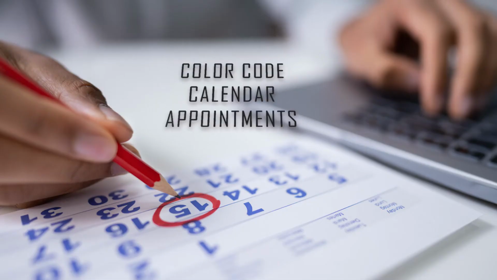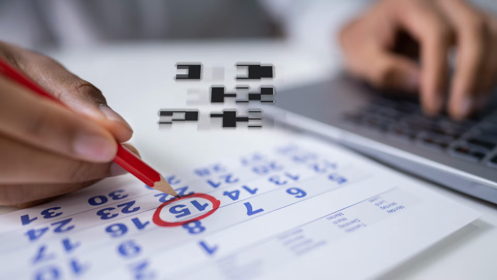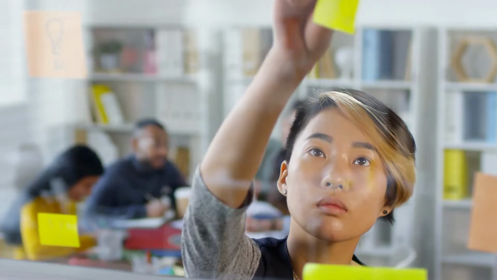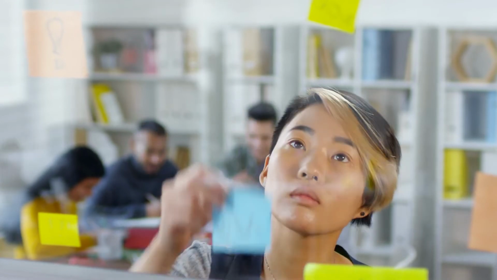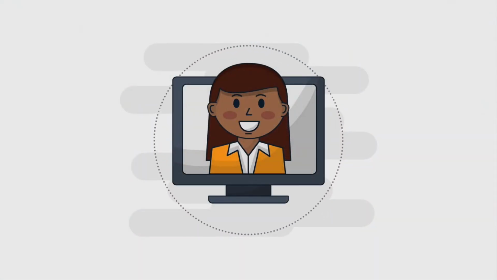Our tip for this week is about color categories in Outlook calendar. Isn't it disappointing to look at your calendar loaded with meetings and appointments and you do not know which ones are important? Well, color categories helps users to sort, find, and filter calendar entries according to color.